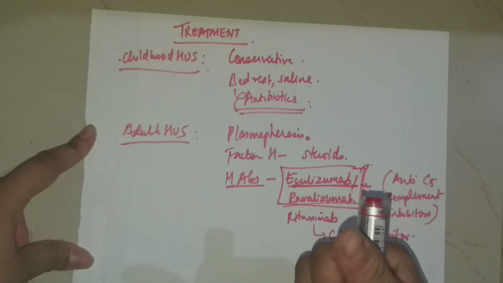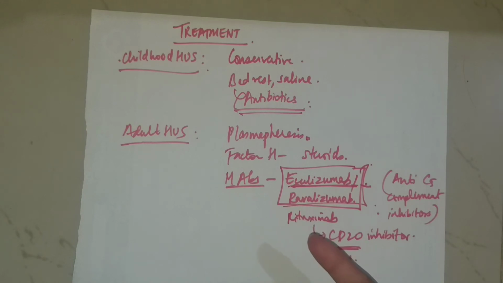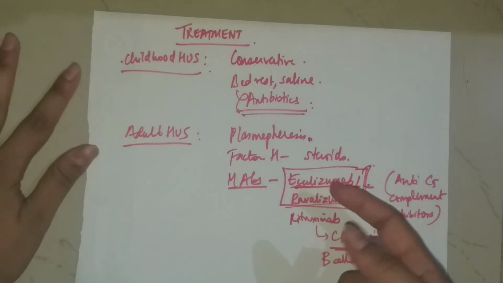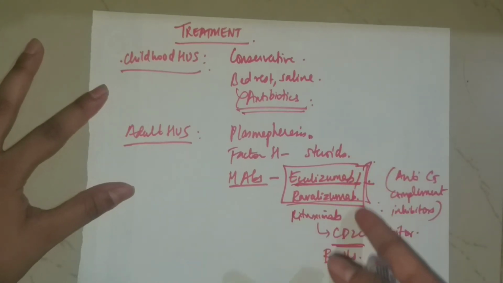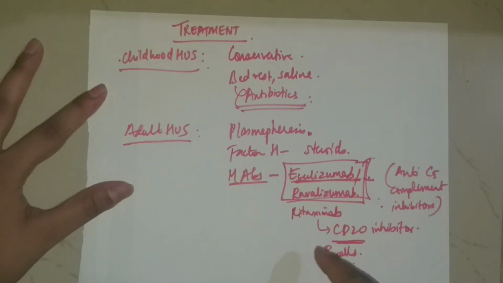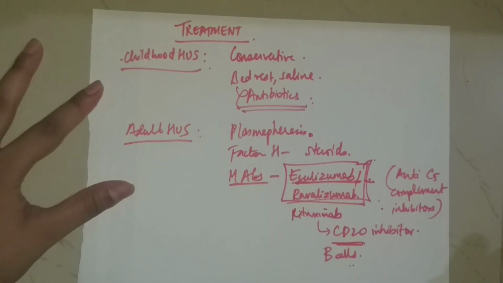And it is found to be most effective in the mutation in the factor MCP, membrane cofactor protein. In that, it is found to be the most effective, that is the one with the best prognosis, right? So these are the basic treatment modalities which are present in hemolytic uremic syndrome.